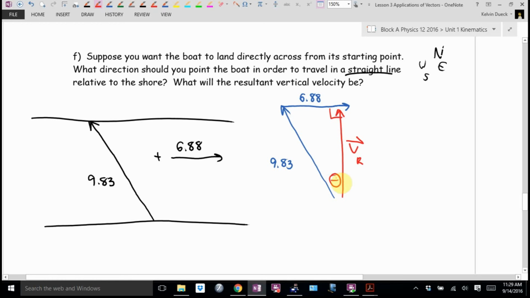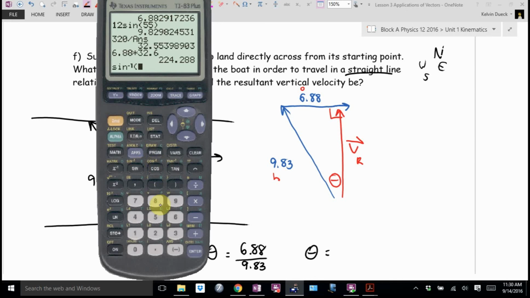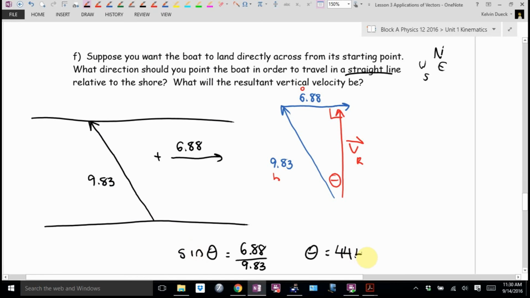I can get the direction from that theta. It's not tangent. Opposite hypotenuse. Sine of theta. 6.88 divided by 9.83. Apparently I want to go almost bang on 45 degrees. Not quite. 44.4 degrees, and that is west of north.